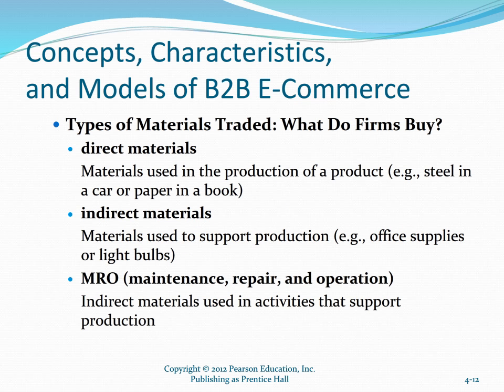What do firms typically buy in these B2B transactions? Well, they buy the things that an organization might need. They buy direct materials, the ones that are used in production of a product. So those raw materials, the primary goods, the main goods, the direct materials. So steel for a car, paper for the books, things like that. They also purchase indirect materials that support production, so office supplies and light bulbs, the things that help to keep the plant going, to keep the organization going. They also purchase MROs, or maintenance, repair, and operation materials, indirect materials used in activities that support production.